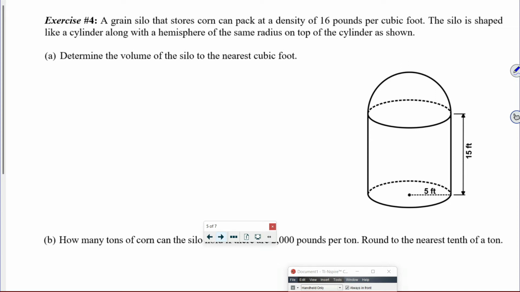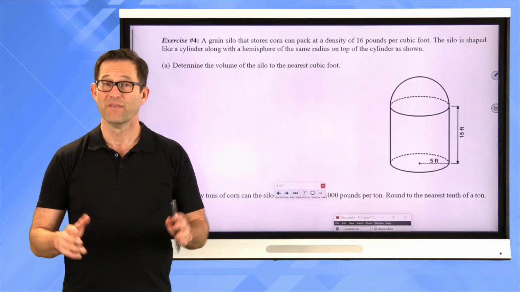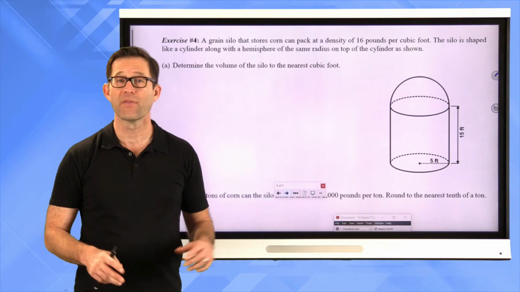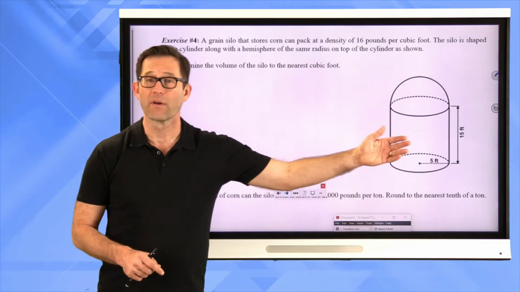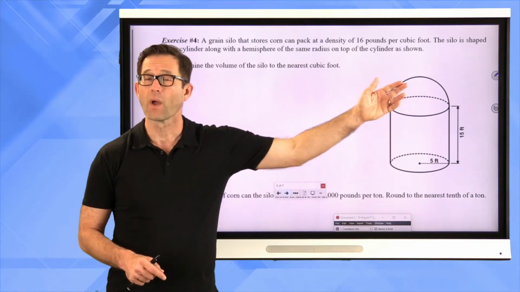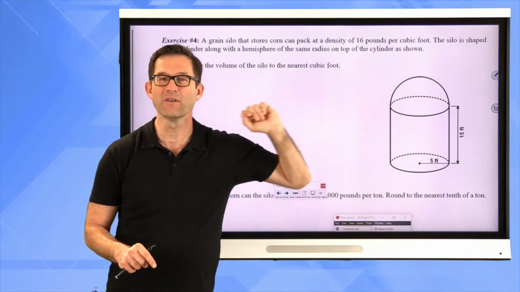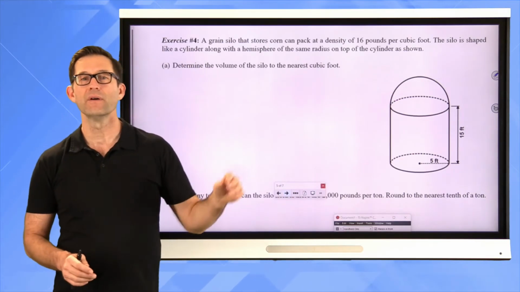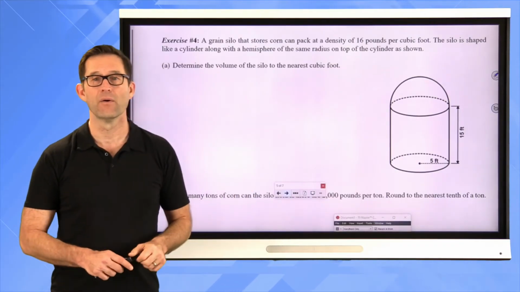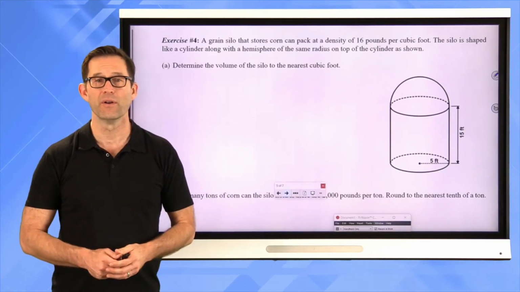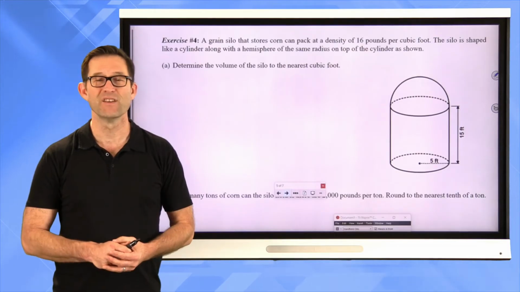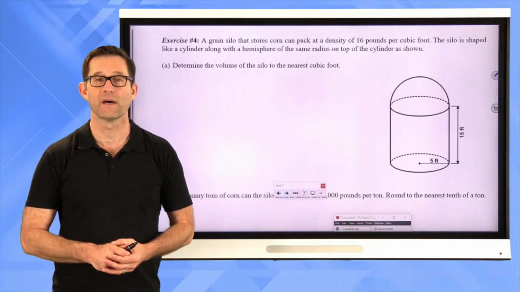Determine the volume of the silo to the nearest cubic foot. All right, well, this one's going to get a little bit messy, but again, I think it's probably pretty straightforward. I want to find the volume of the cylinder. I want to find the volume of the hemisphere, the half sphere, right? I want to add those two together, and that will give me the volume of the silo, and then I need to round it to the nearest cubic foot. Pause the video now and see if you can figure out the volume of this corn silo.